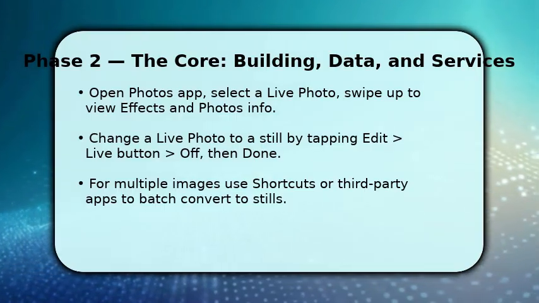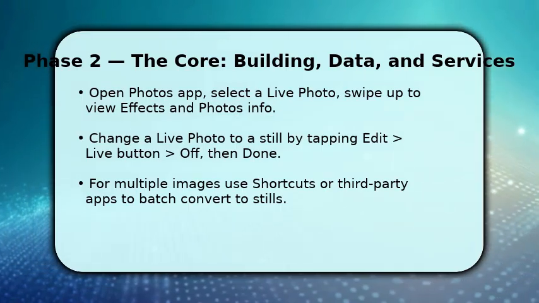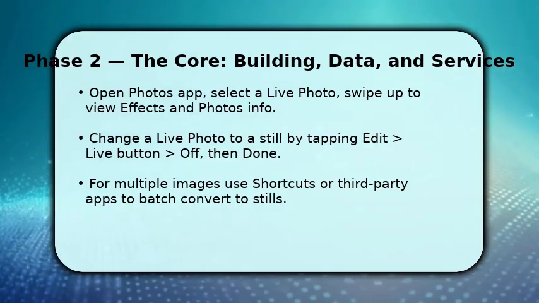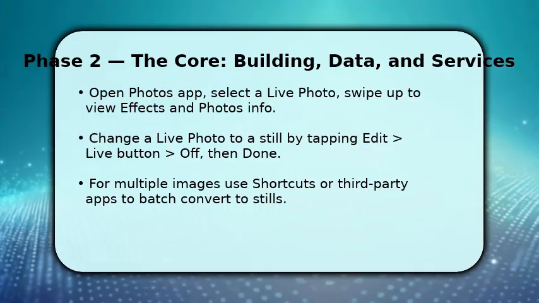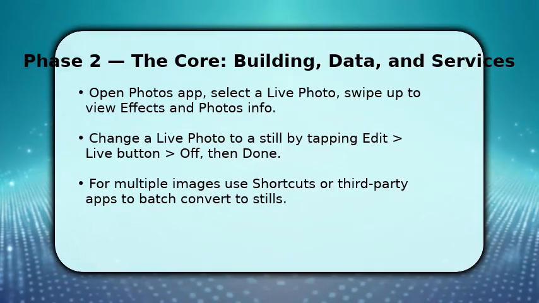To convert one to a still, tap Edit, hit the Live button to toggle it off, then tap Done. This removes motion while preserving the original as a still. If you have many live photos, make sure to use the Shortcuts app or a trusted batch conversion app to process files in bulk, saving time and storage.